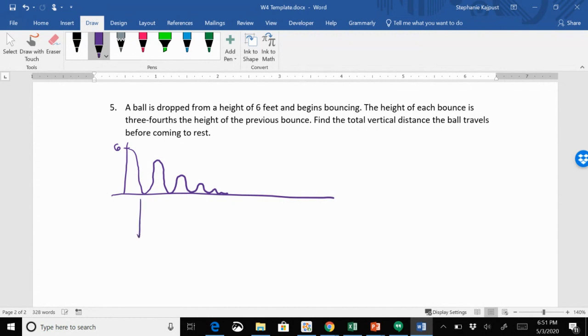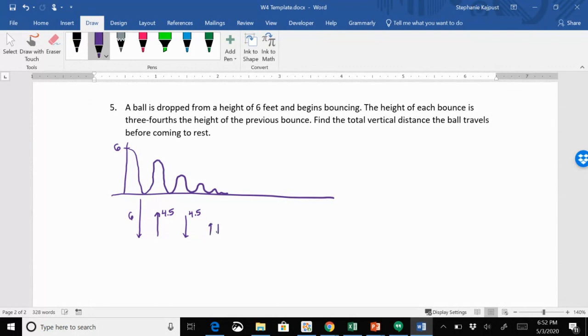So we're going down 6, but then we're going up only 3/4 of that. So 3/4 is R. Yes, 6 times 0.75. So this is much easier now that I sat through that class. Now this is where the tricky thing goes, because we're doubling up. Now we're going down 4.5 again, because it just says the vertical distance, so that's counting both up and down.